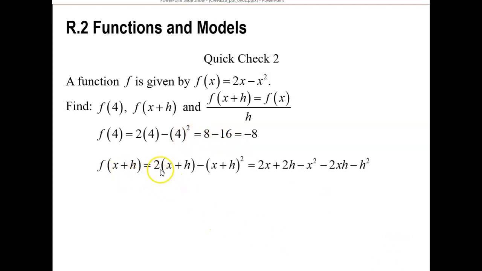f of x plus h: 2 times x plus h minus x plus h squared, just the x's are getting replaced with x plus h. So distributing the 2, 2x plus 2h. Remember this would have been FOILed, x squared plus 2xh plus h squared, but then the negative would distribute through there, changing all these to minus signs. So that would be the result of f of x plus h.